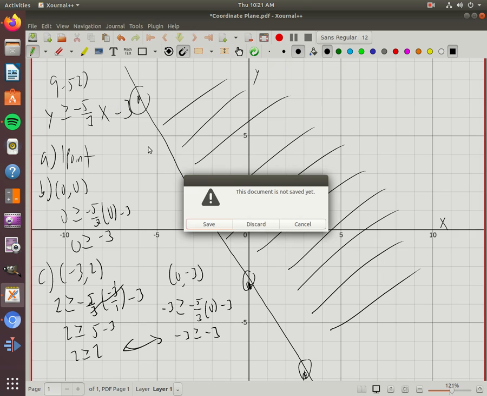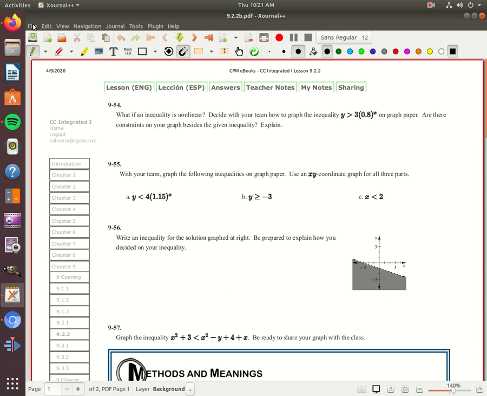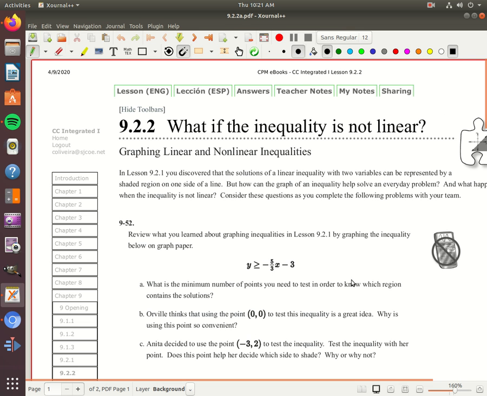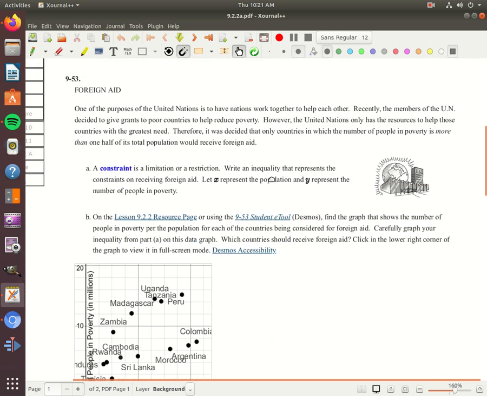All right, so let's go ahead and jump over to, let's see if this will allow me to do this. I'm not sure if it will. Wait, I think I did the wrong one. I want 922A, I think. Okay, so we had already answered question 952A, B, and C. So now we're down to 953.